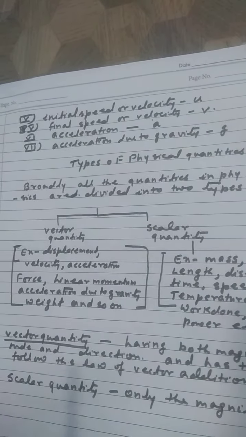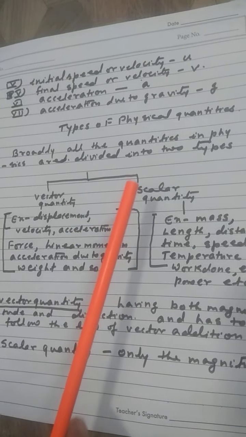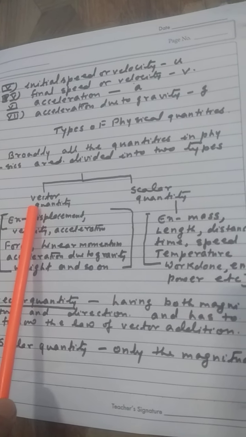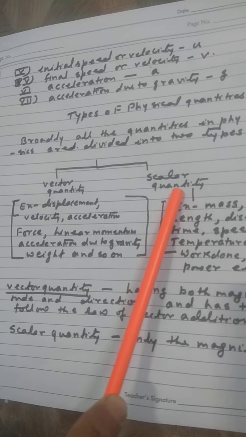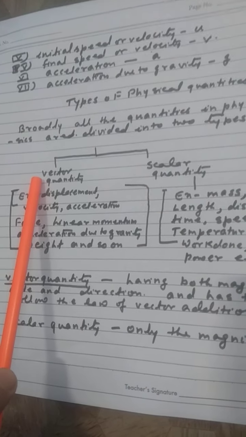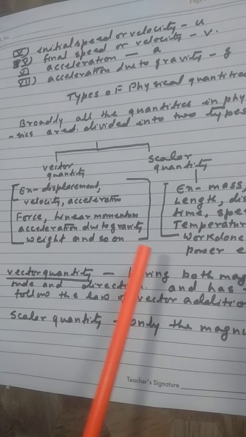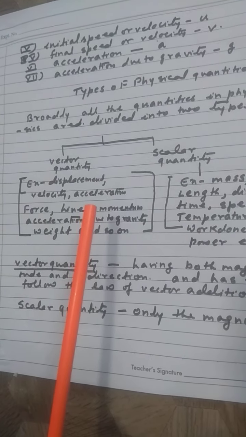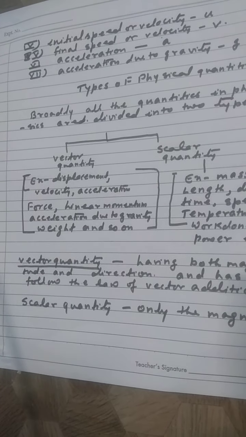Now come to the types of physical quantities. Broadly, all the quantities in physics are divided into two types. One is vector quantity, another is scalar quantity. For your class, only two types. In higher class, it is of three types. That is also known as tensor quantity. That is not given in our syllabus. In higher classes it is, perhaps in your graduation, etc. So we will not concentrate on that one.